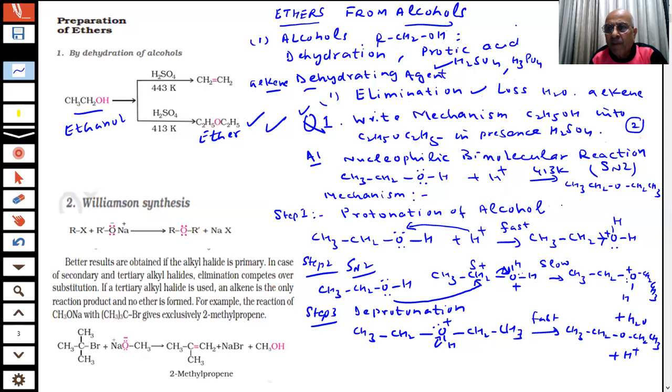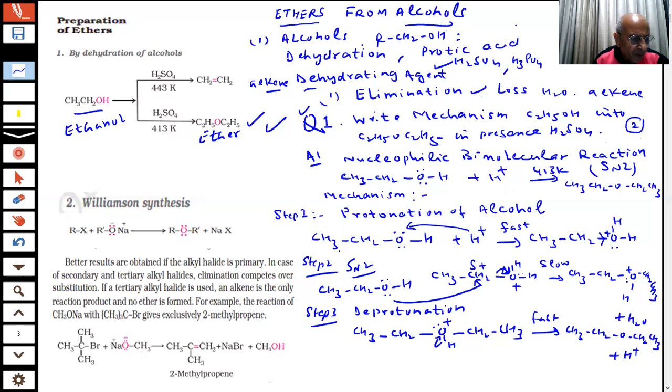So this is happening at 413 Kelvin. In the exam, we have to write step 1, step 2, and step 3. Two years back, this question was given, and I believe this question can be given again, students. So you will note down all the steps. If you have doubt, you can ask me, students.